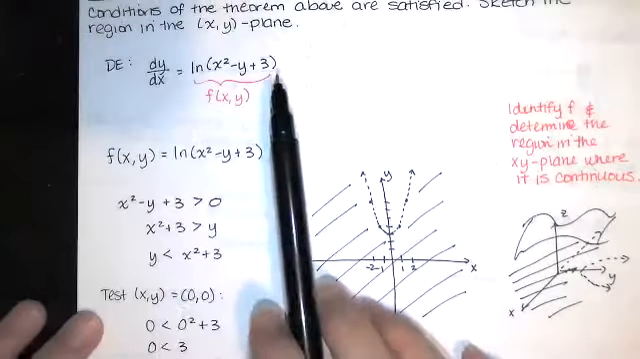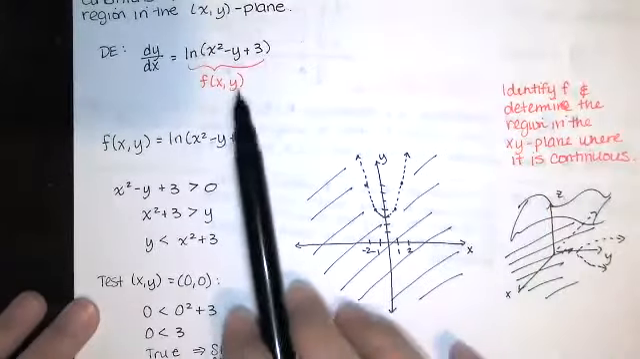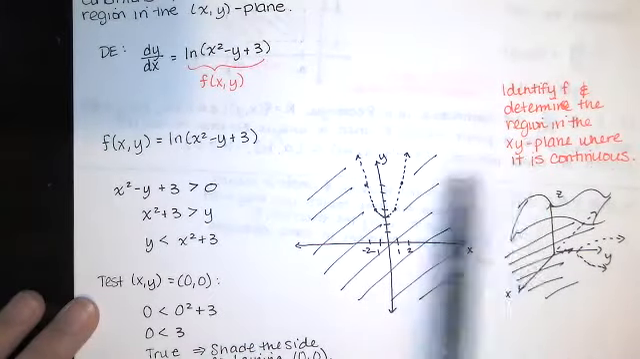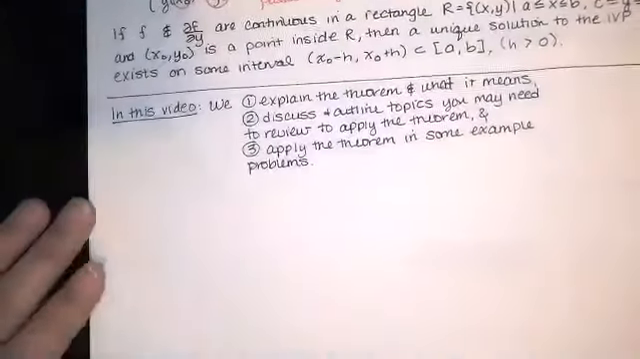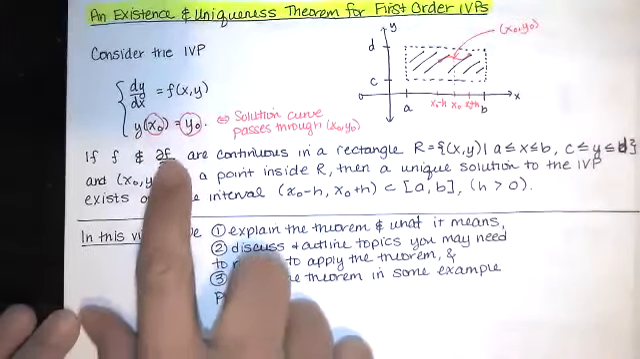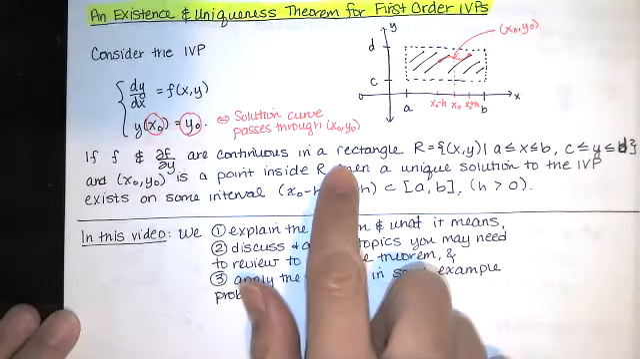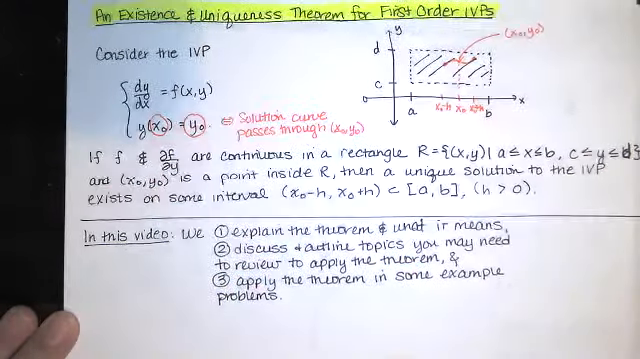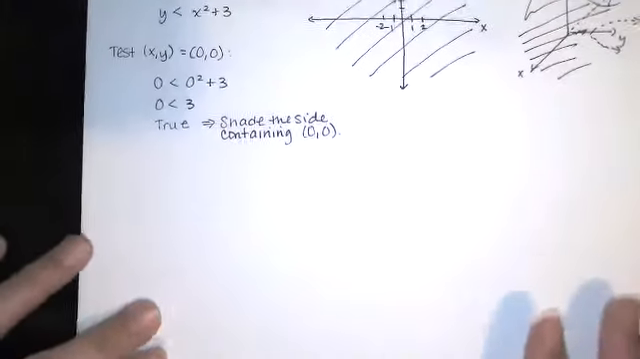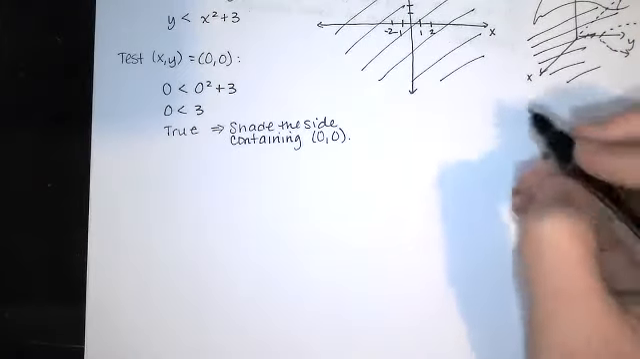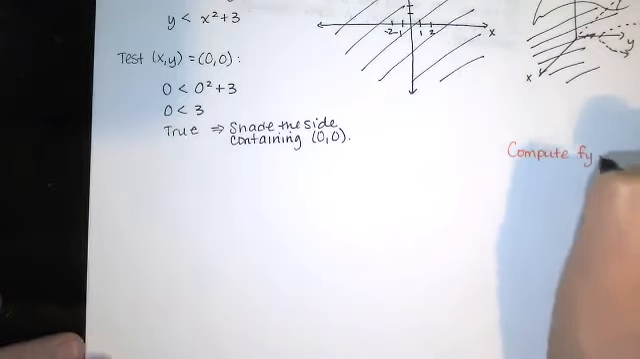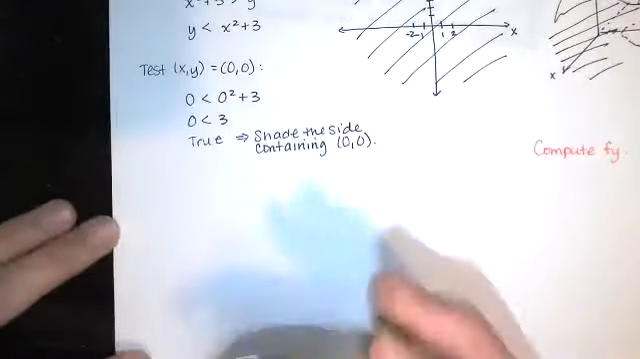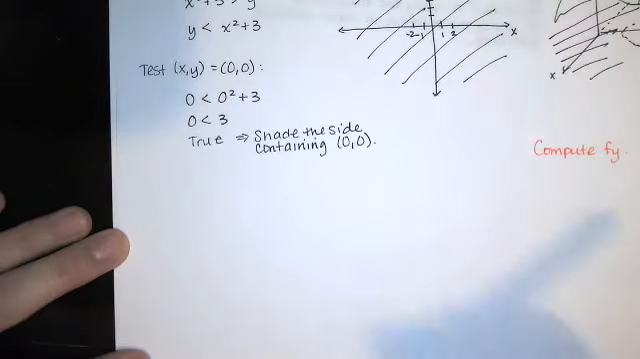Okay, so we've got our function of 2 variables. We identify f, and we determine the region in the xy plane where it is continuous. And the other part of this theorem says we need the partial of f with respect to y to also be continuous. So we need to compute that partial. Now, if you haven't had Calc 3 yet, that's okay. We can catch you up.